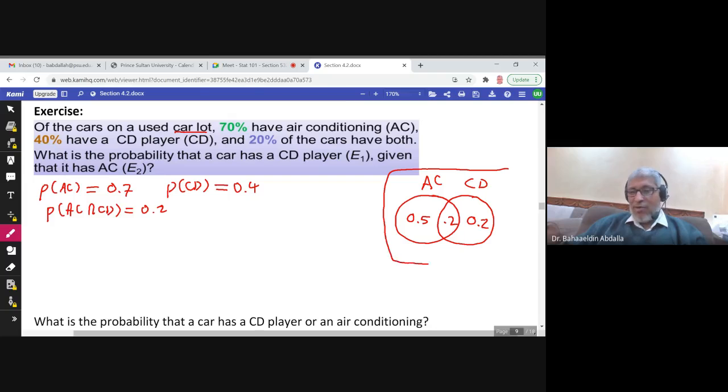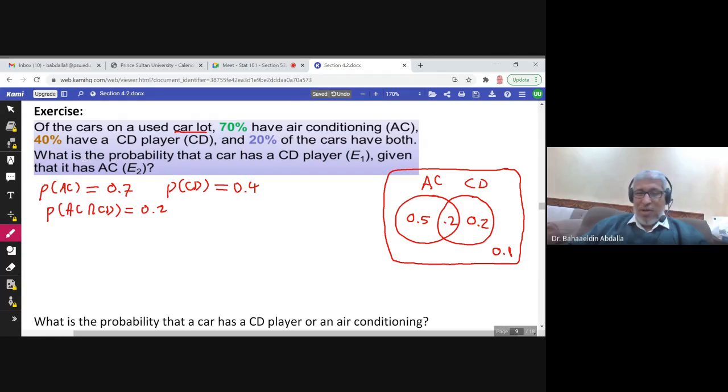What about the total percent of cars? It should be 100. This is 90%. Still 10%. What about these 10%? These 0.1, 10% of the cars, have neither air conditioning nor CD player. So you understand the experiment. This is all the information. Now let him ask what he wants. You can answer any question if you understand the problem like this.